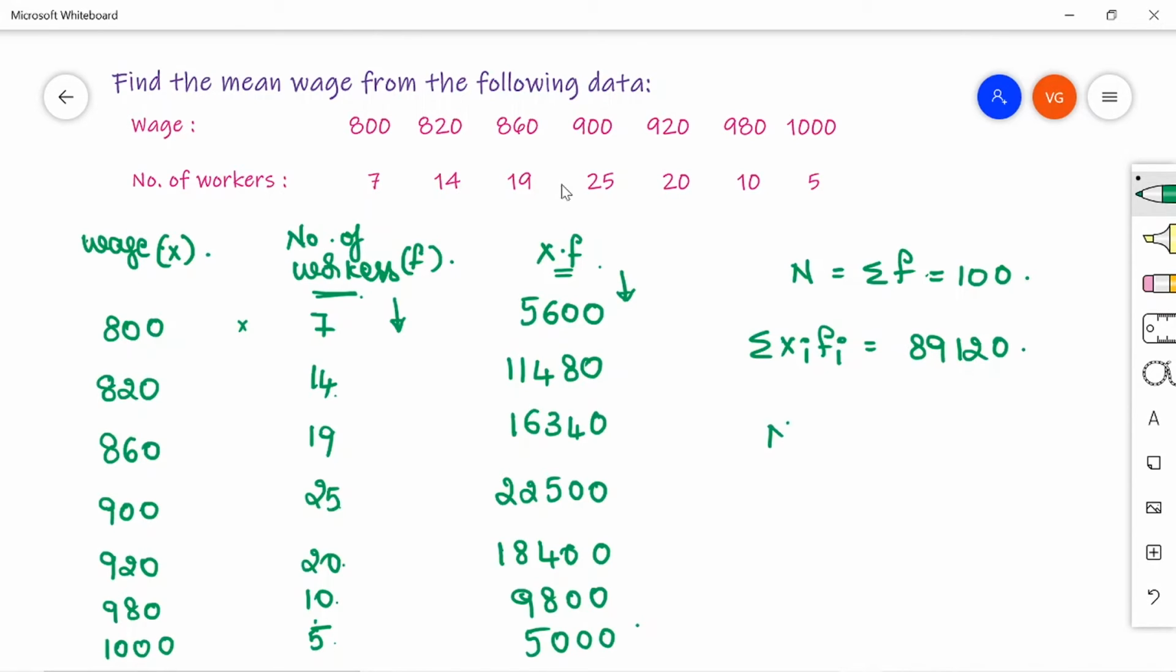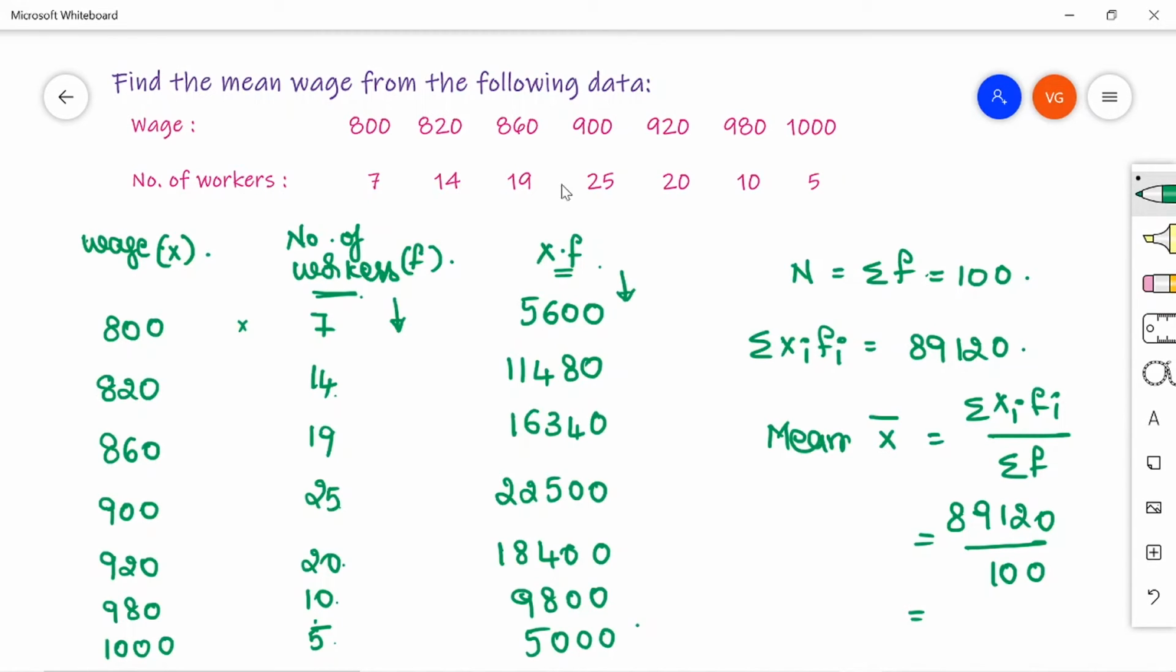89120. Now the mean value of wages, x bar, is given by sigma xi fi divided by sigma f. That is nothing but 89120 divided by 100, which is 891.2. So this much amount in rupees is the mean value. If you observe in the direct method, the numbers in the x column are very big, so the calculation became very big.